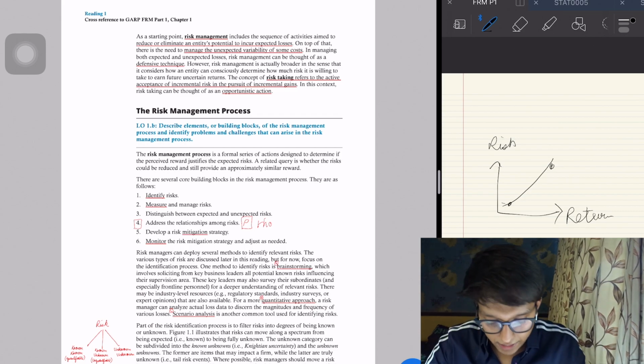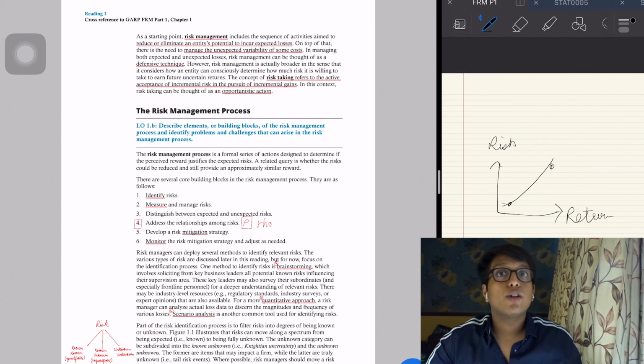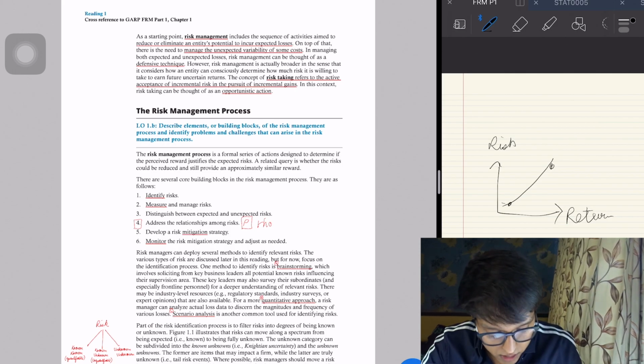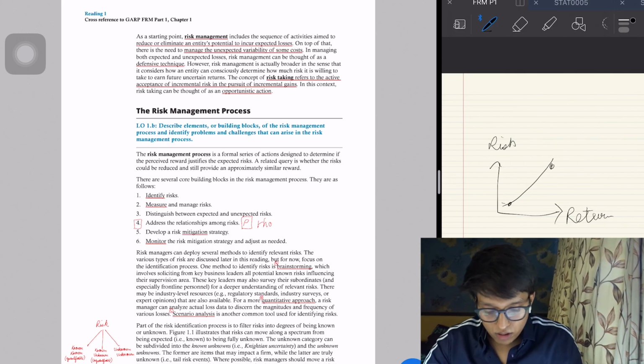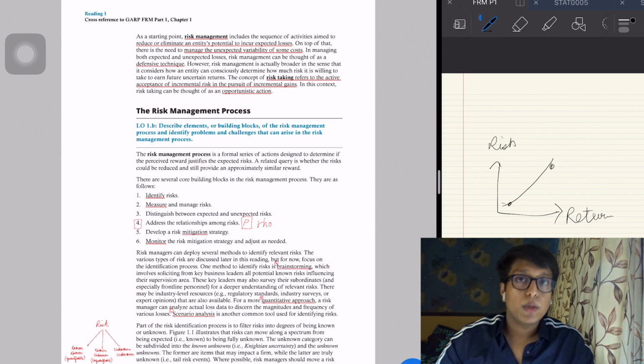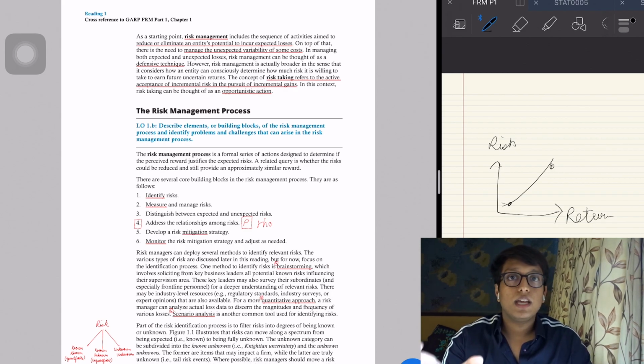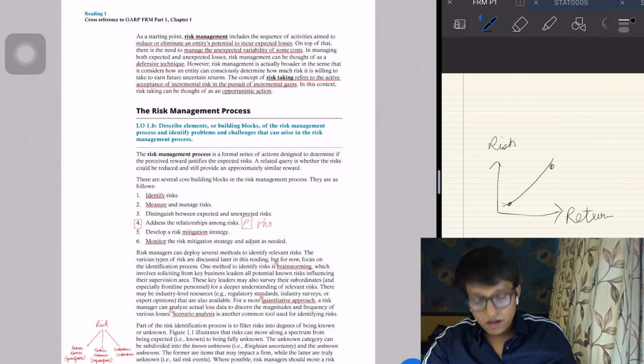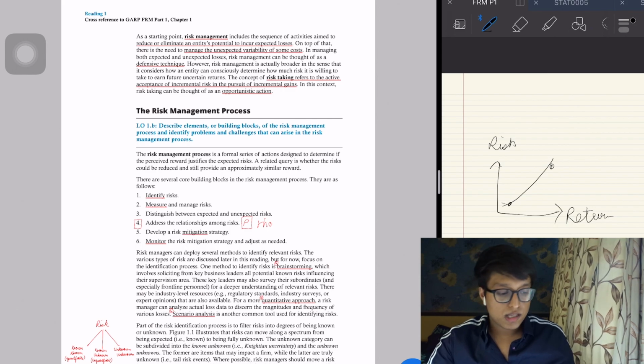So the first one, like I told you, in identify the risk, a group of frontline managers, they sit and brainstorm. That is 1A. The second one is a quantitative approach in which we calculate something called a value at risk, VAR, which we'll see as we move along. And the third is a more qualitative approach, which is scenario analysis.